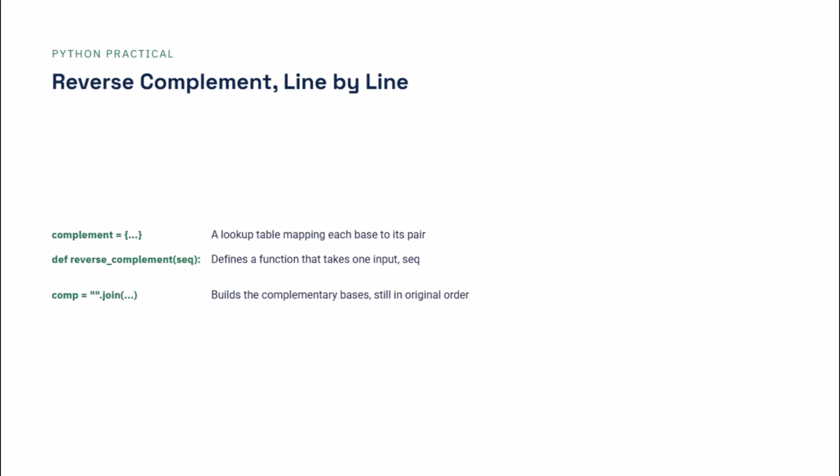Line 4 is the busiest line. It loops over every single character in seq one at a time. For each one, it looks up that base's partner in our complement dictionary, and the join method glues all of those partner bases back together into one continuous string stored in a variable called comp. At this point, comp holds the complementary bases, but still in the original left to right order. Line 5 fixes that. The notation bracket : : -1 is Python's shorthand for reverse this entire sequence, and return sends that final, reversed, complemented string back out of the function. Try running this yourself on a short sequence and tracing through each step by hand. It will make the logic click.